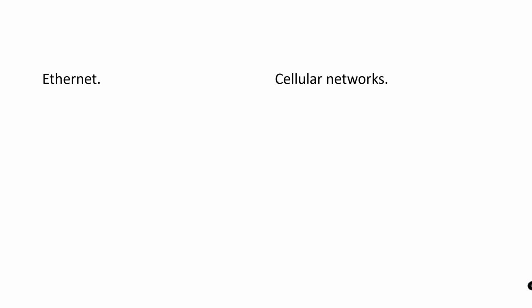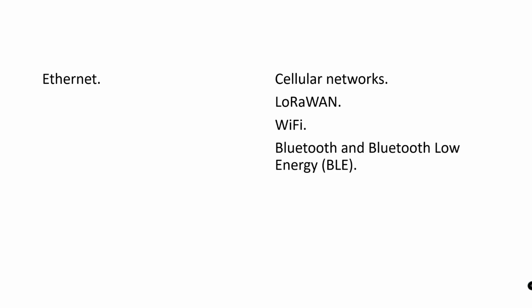Many types of wireless networks are available, such as cellular networks. LoRaWAN was developed for long-range communication with low-power devices. Wi-Fi is a family of wireless networking standards. Bluetooth and Bluetooth Low Energy provide local links.